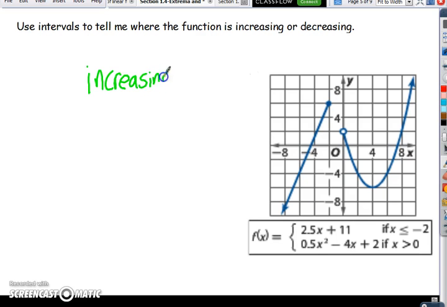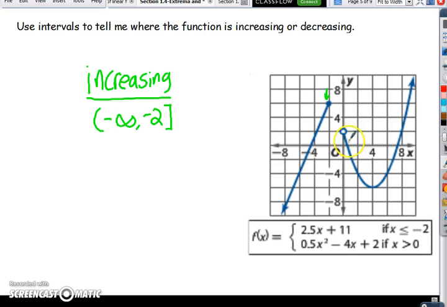from the following values. I'm increasing from negative infinity all the way up till I hit this point here. This point at x equals 2. Right there. At that point, I stop increasing. Now, do I include that point? Sure as shooting do, because it's an included value there.